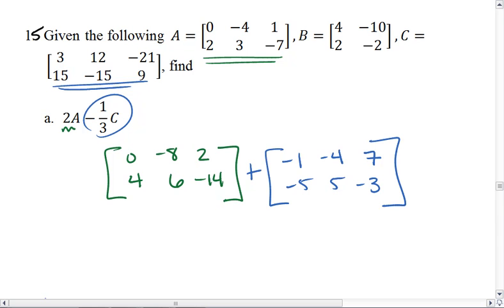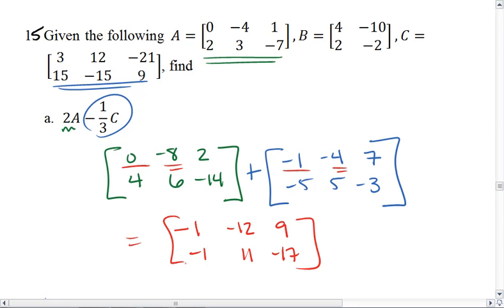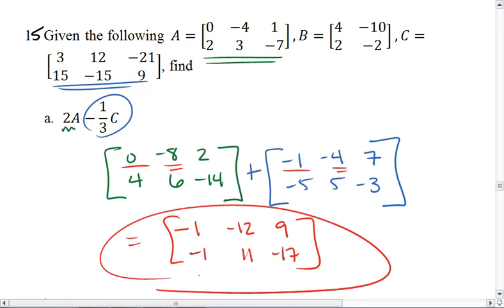Now I can add each of the corresponding elements of each matrix, which gives me negative 1, negative 12, 9, negative 1, 11, negative 17. The only reason I could add them together is because both these matrices are 2 by 3 matrices, which means since they have the same dimensions, I can add and subtract them.